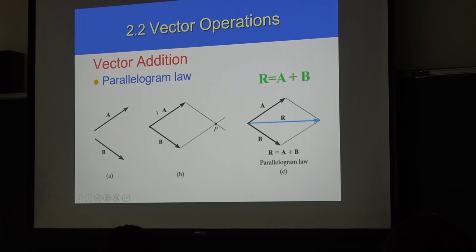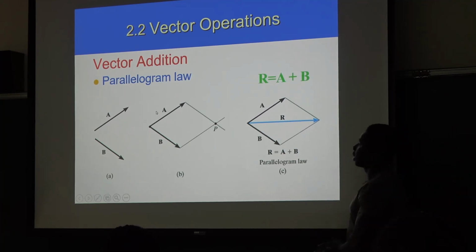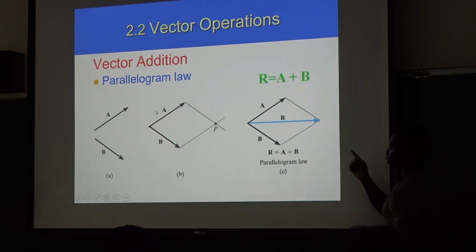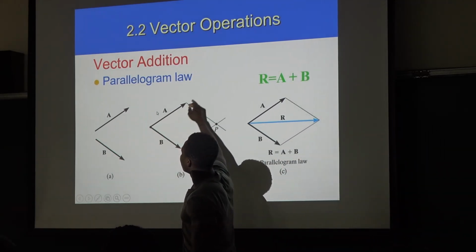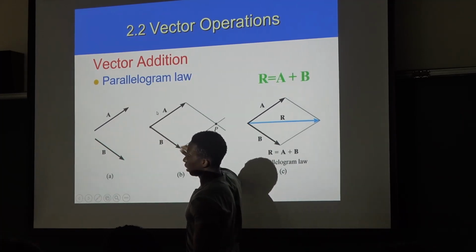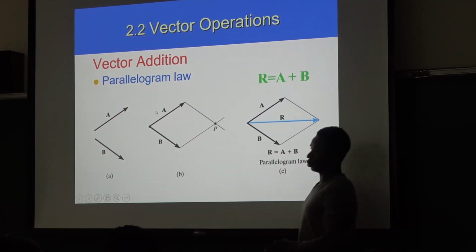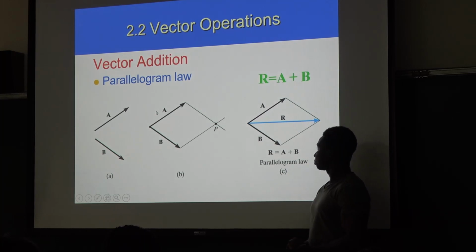Okay, so here we have the vector addition, and this is the parallelogram law. So we have two vectors, that is A and B, and then they are going in this direction. So we have A this way and B going this way. We can put them together, right?